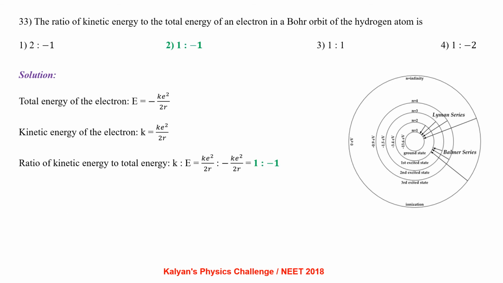The ratio of kinetic energy to total energy of an electron in a Bohr's orbit of the hydrogen atom is. Total energy of the electron in Bohr's orbit is minus k times e square by 2r, where r is the radius of the orbit. Kinetic energy of the electron is k times e square by 2r. So taking the ratio, we have 1 : -1.